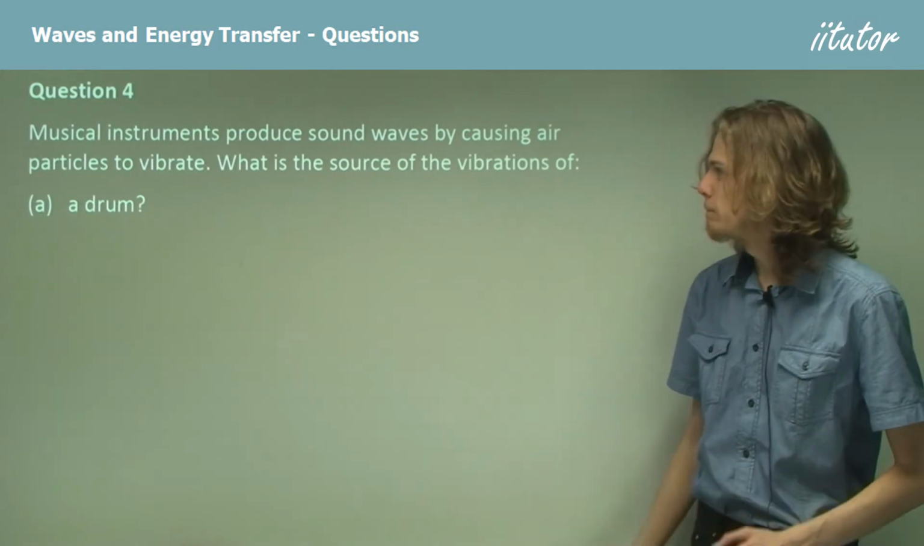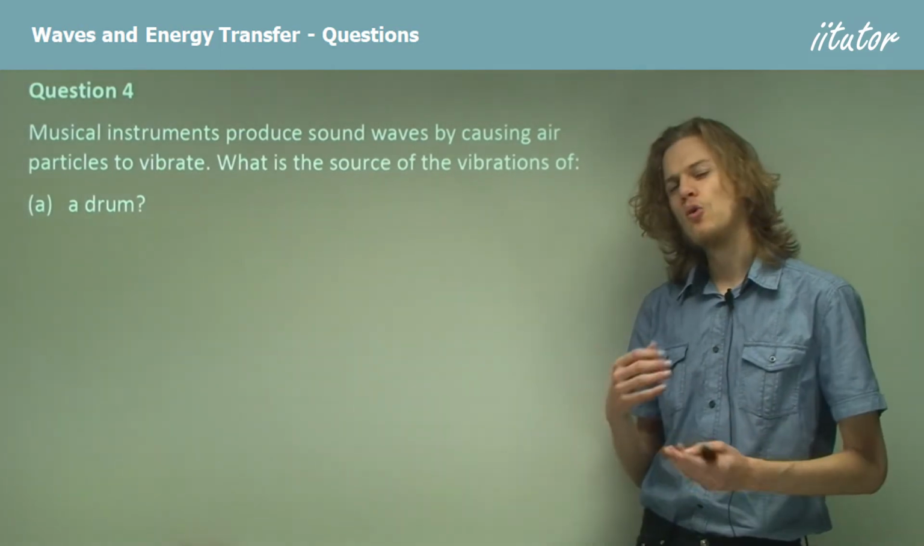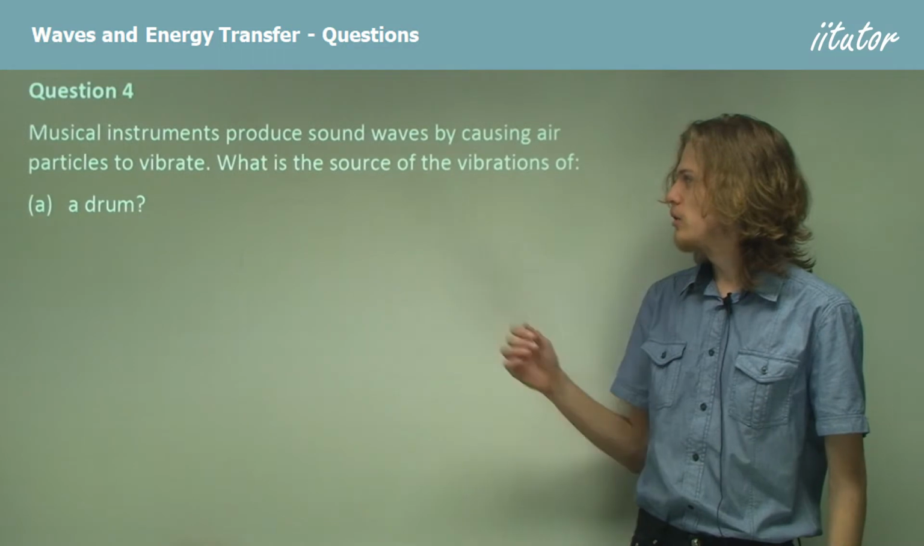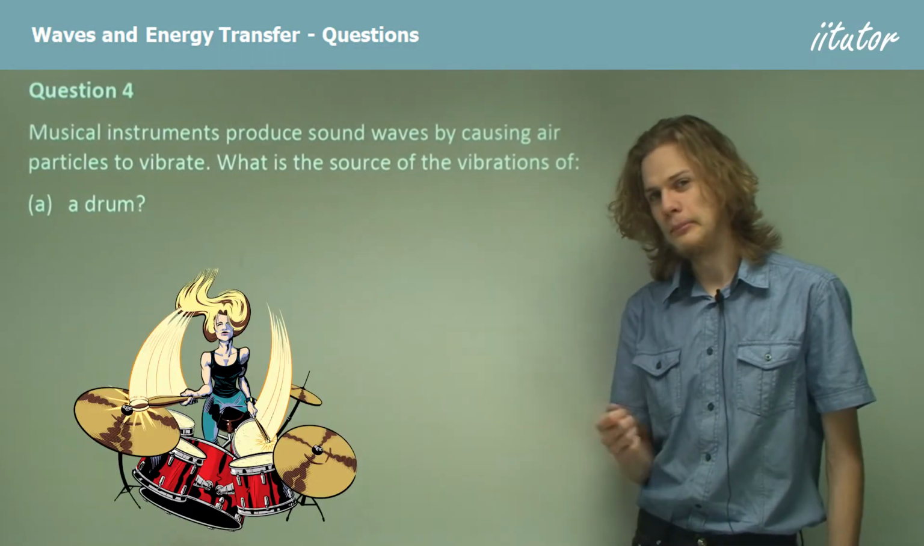Question 4. Musical instruments produce sound waves by causing air to vibrate. Now, what is the source of the vibrations in a drum?